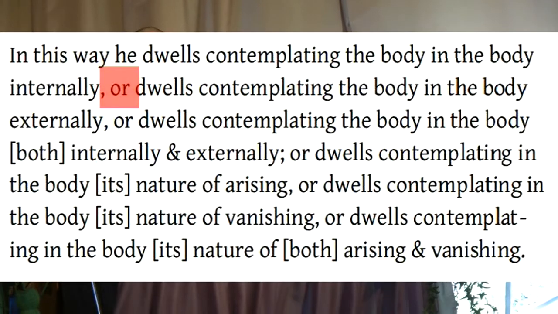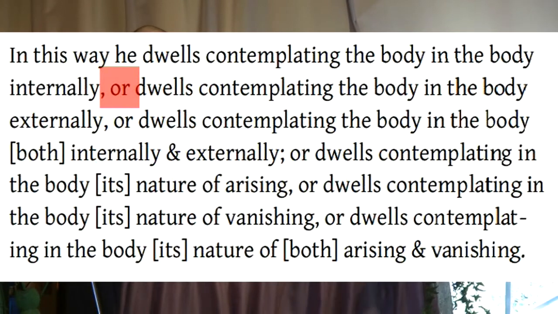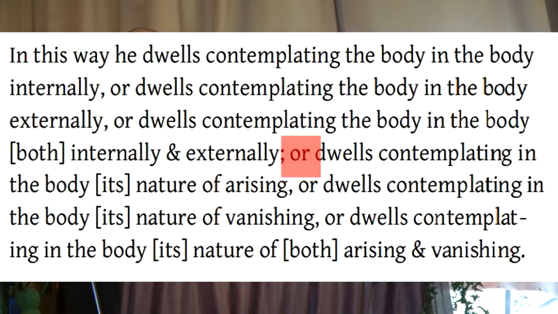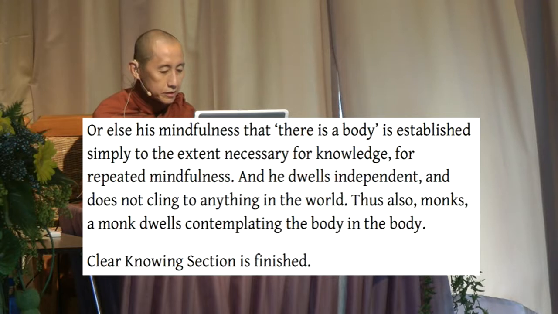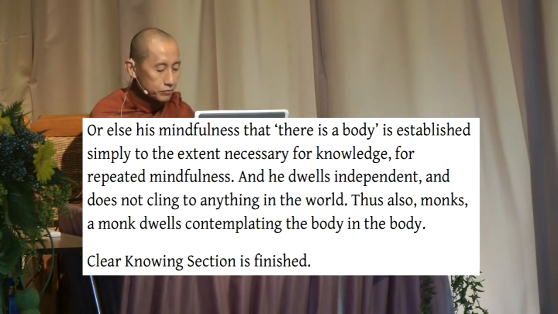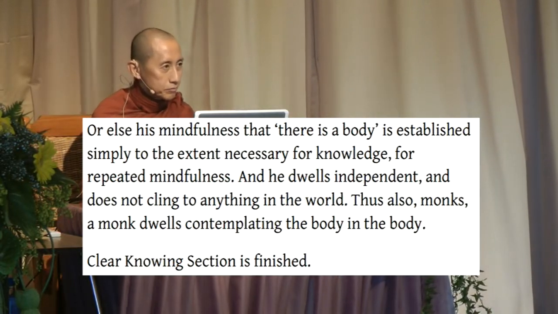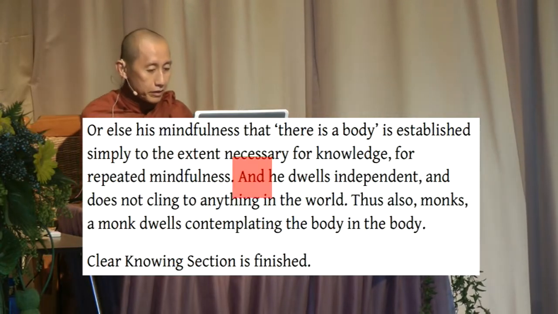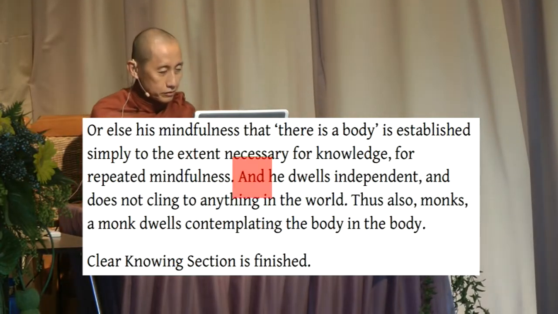You will notice that there is an "or", O-R, after every option. Right or not? Contemplating the body in the body internally, or dwells contemplating the body in the body externally, or dwells contemplating the body in the body both internally and externally, or etc., right until or else is mindfulness that there is a body is established simply to the extent necessary for knowledge and repeated mindfulness, full stop. Then after that there is an "and" instead of an "or". Right? And he dwells independent and does not cling to anything in the world.